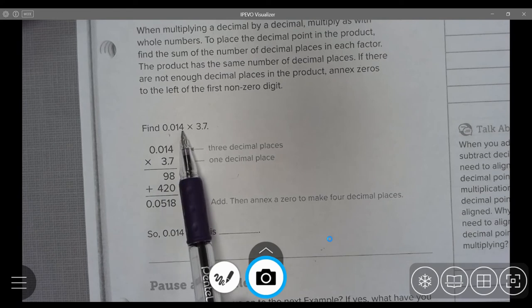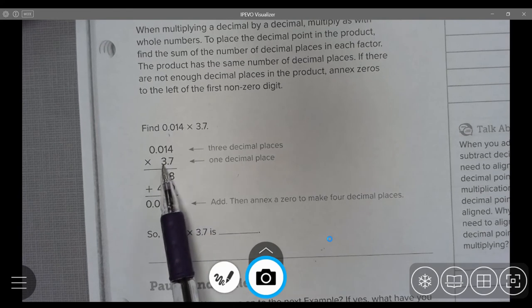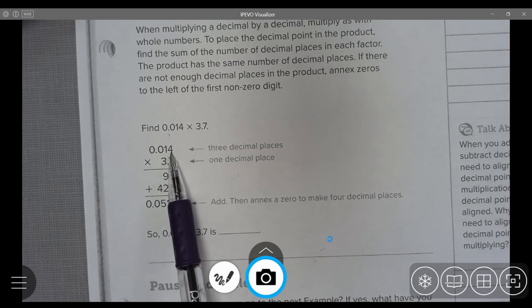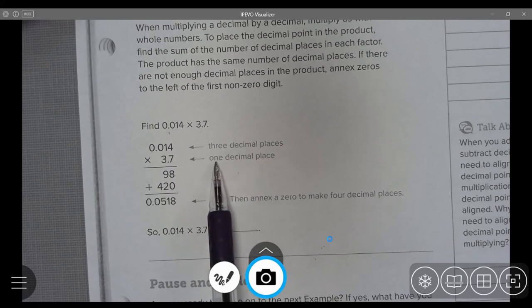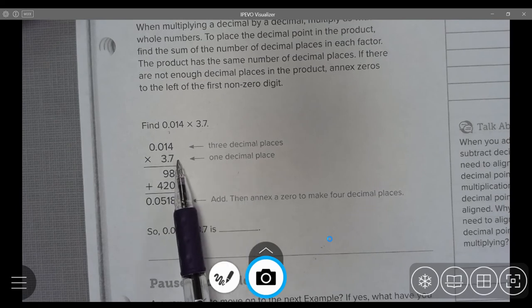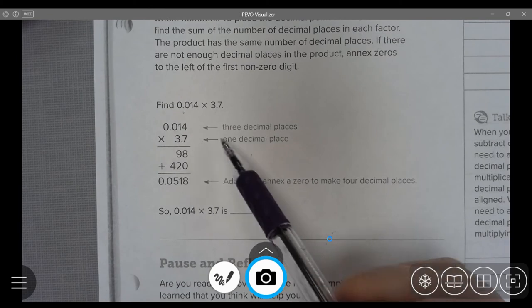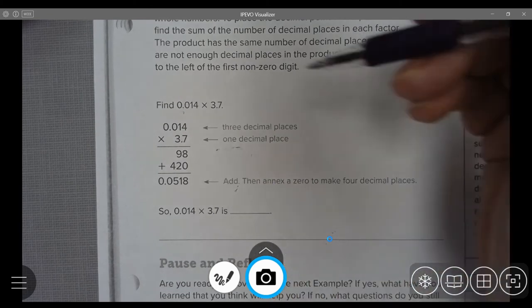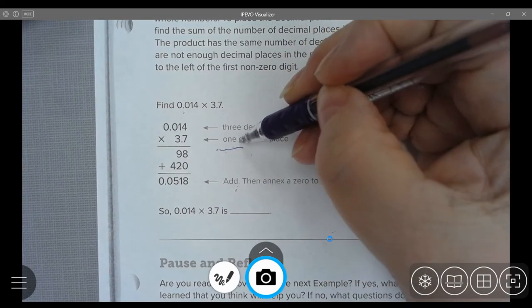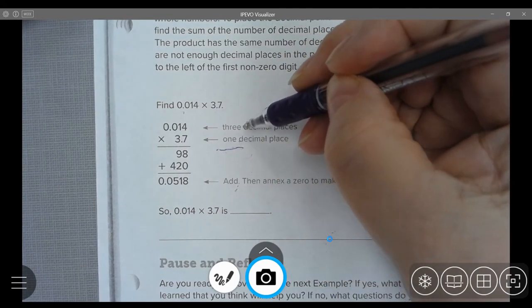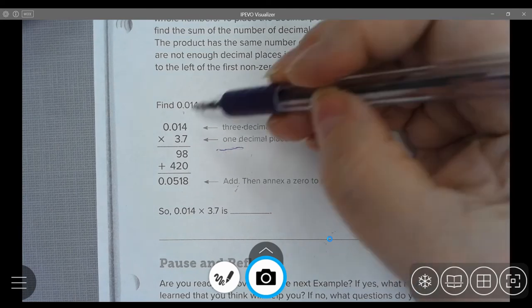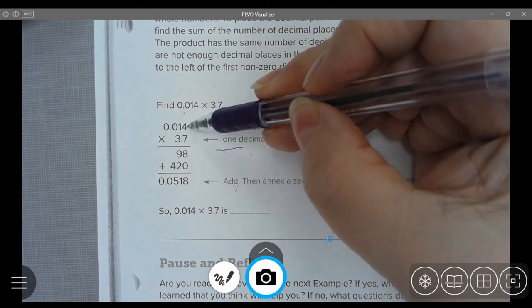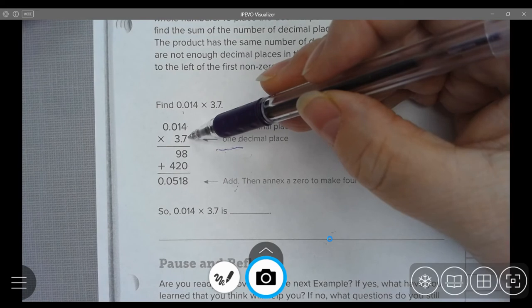So I would take my two numbers and put them in a multiplication form, and then go ahead and do my multiplication. I have 3 decimal places here in the first number, 1 decimal place here. So I would take a look at this and say, okay, I have 3 here and 4. That means I have 3 numbers to the right of the decimal place, and 1 number to the right of the decimal place.